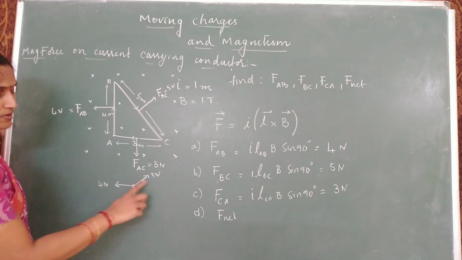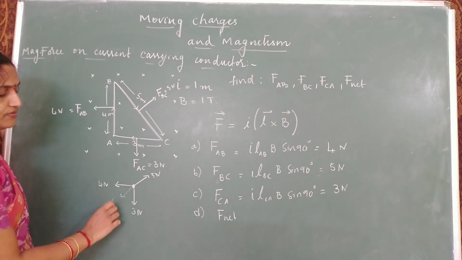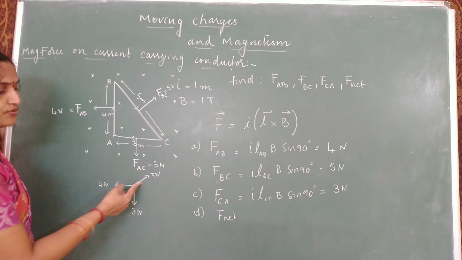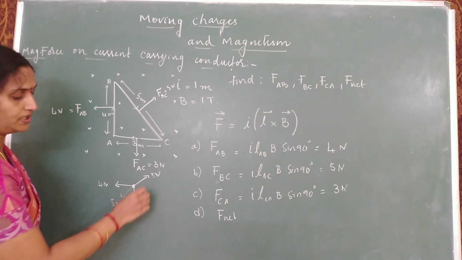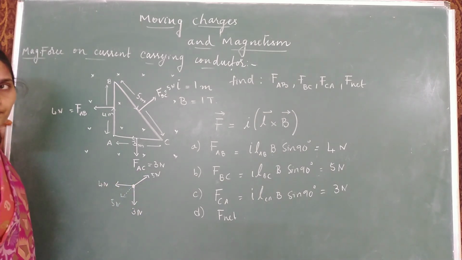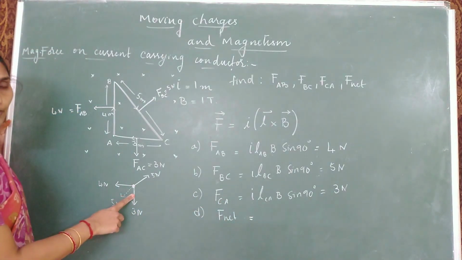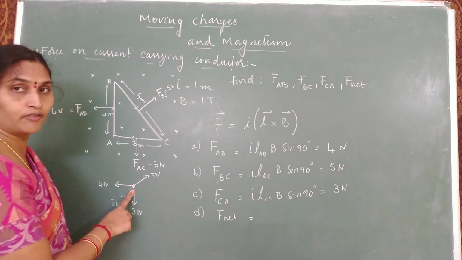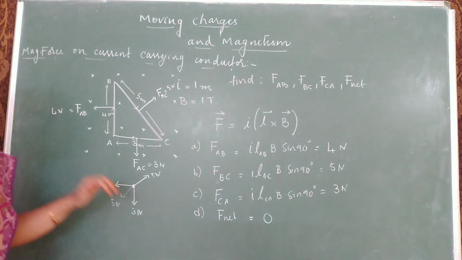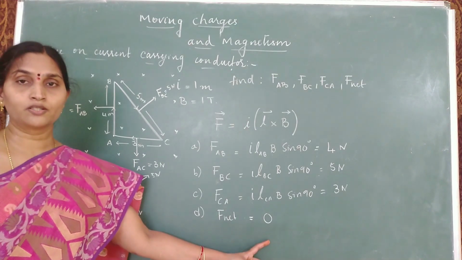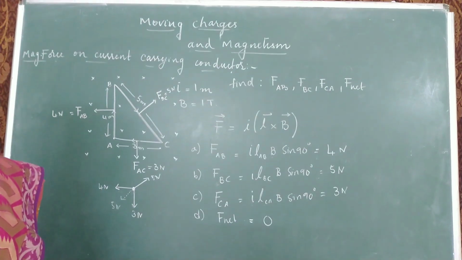Observe these 3 values, 3 and 4. The resultant of 3 and 4 will be 5 Newton. The third force is also 5 Newton but acting in the opposite direction. See, are they obeying Lami's theorem? So according to Lami's theorem, this point is in equilibrium. Since this point is in equilibrium, what is the net force acting on the closed current carrying loop? It should become equal to 0.